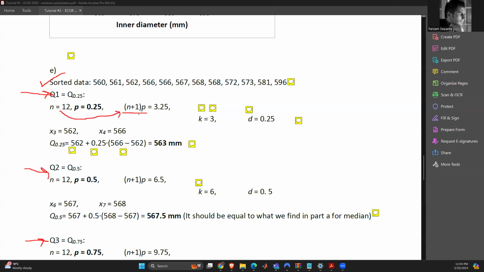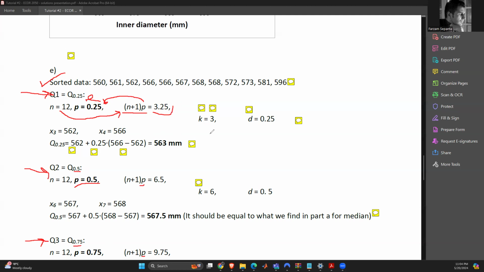12 plus 1 is 13. 13 multiplied by p. What is p? P is coming from the percentile that we are solving for. It's the same in all of them, as you can see here, here, and here, and the 75, the p that you have here, and the other values that you have there. So it's 13 multiplied by 0.25. The final value for that is 3.25.